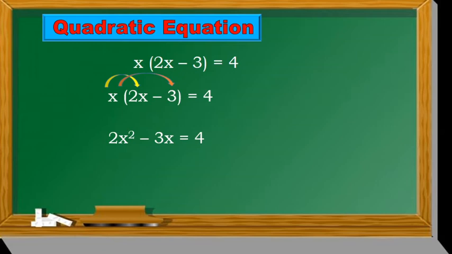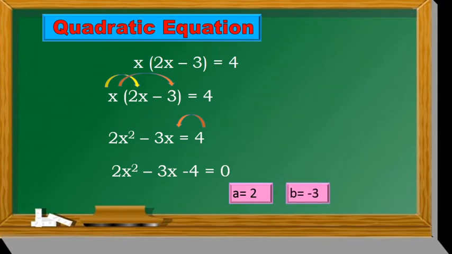Then, it is not yet in standard form. So, 4, we have to transpose to the other side. 4 has a positive sign. If we transpose it to the other side, it becomes negative 4. So the answer is 2x squared minus 3x minus 4 equals 0. Then 2x squared minus 3x minus 4 equals 0 is now written in standard form. We can now identify the values of a, b, and c. The value of a is 2. The value of b is negative 3. Then the value of c is negative 4.